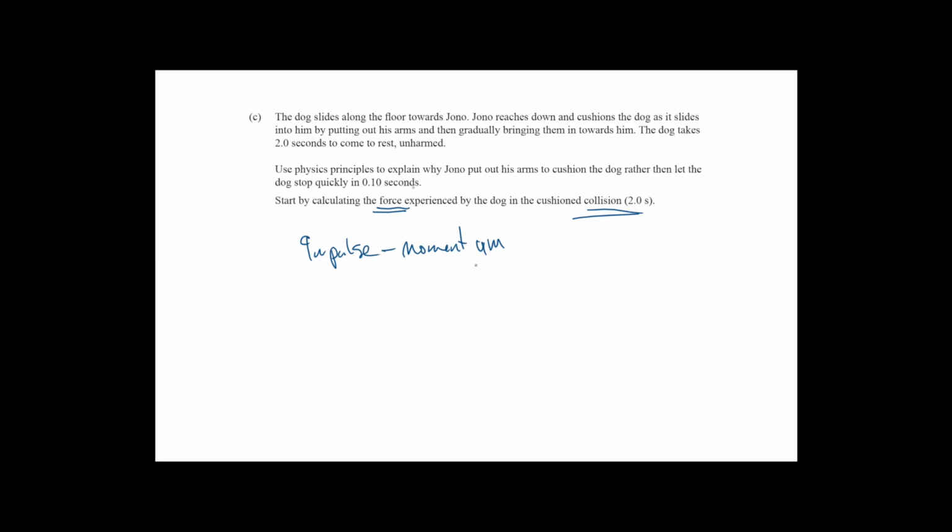We're really interested in this sort of stopping force, the amount of force that you have to exert on this dog in order to slow it down. So impulse is the change in momentum given a change in time, and it's given to you in the exam in the formula: F change in T.